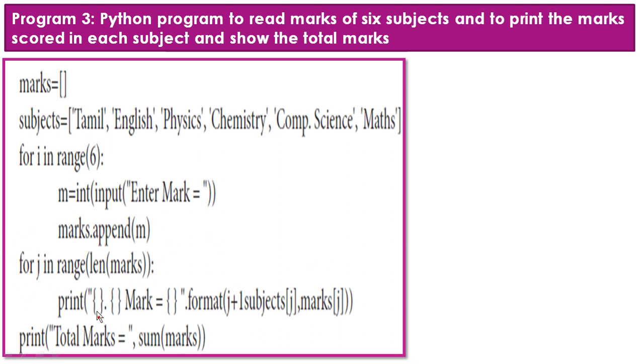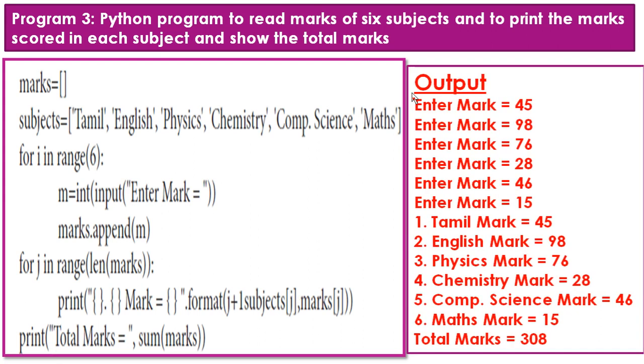Here this formatted string you already learnt in the previous classes. Here there are 3 curly brackets. The first value is j plus 1, where the j value is 0, so 1 dot. The second value is subjects of 0, which is Tamil. So 1 dot Tamil mark equals marks of 0, that is the first mark.